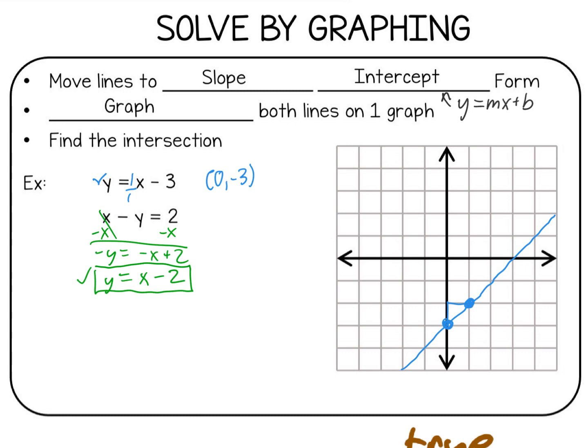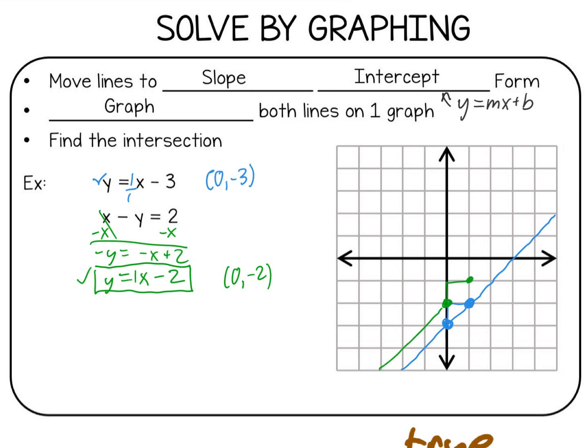Let's do the same for the second equation. The y-intercept here is negative 2, so let's put a point at (0, negative 2). Once again, we have a slope of 1, so we're going to rise 1 and run 1 to get to our second point. Finally, we will draw our line.